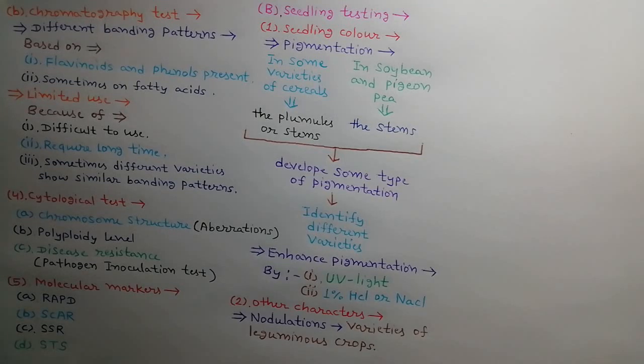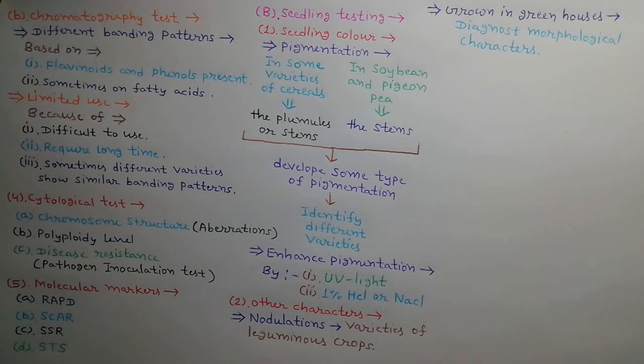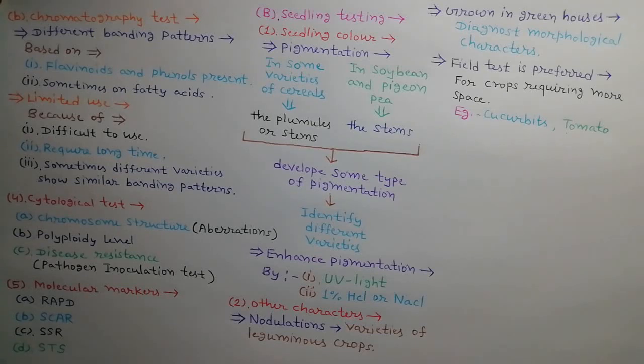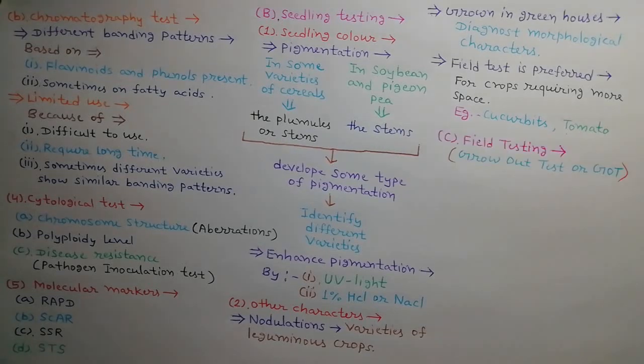The varieties of leguminous crops can be differentiated on the basis of nodulation. Sometimes the plants are grown in greenhouses and they are identified on the basis of diagnostic morphological characters. But usually field test is preferred, particularly for the crops requiring much space, for example cucurbits, tomato, etc. Lastly, we will discuss the field test or grow-out test.